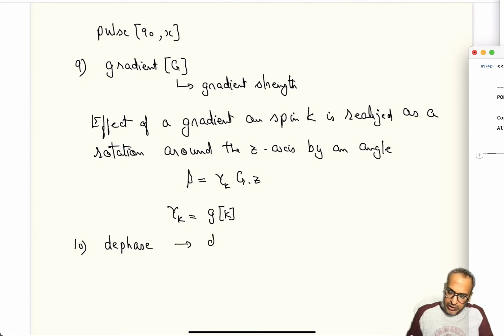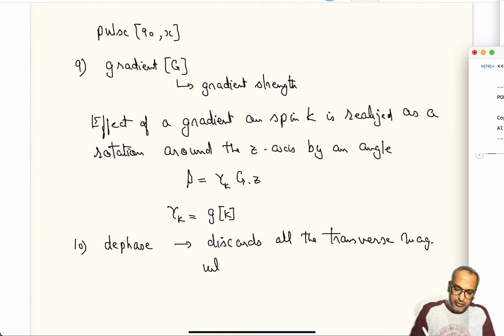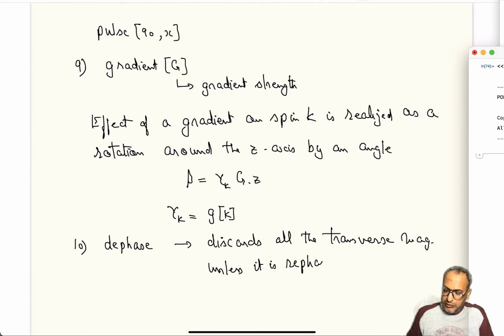So the dephase command discards all the transverse magnetization unless it is rephased by an appropriate gradient.